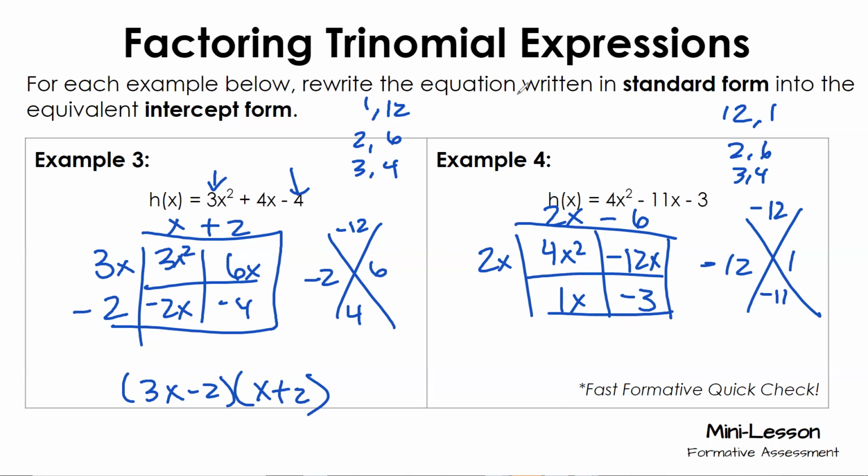Okay, so coming back up here. What times what would give us 4? We already tried 2 times 2. So what's another factor of 4? 4 times 1, right? So we're going to put 4x here and 1x here. What times 3x would give us negative 12x? Negative 3. What times 1x would give us 1x? 1. Okay, now all of that works. So we've got x minus 3 and 4x plus 1.